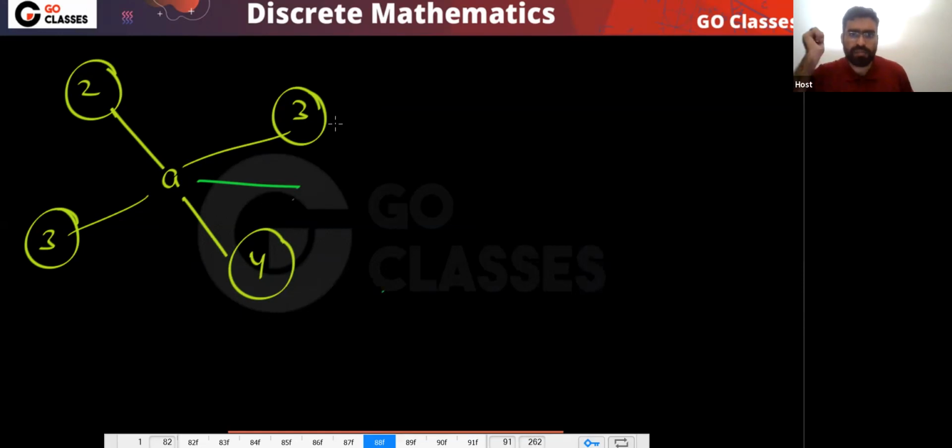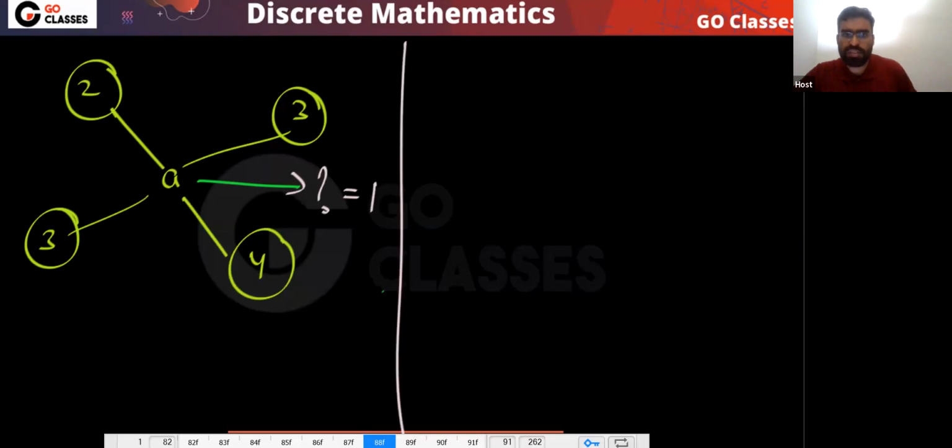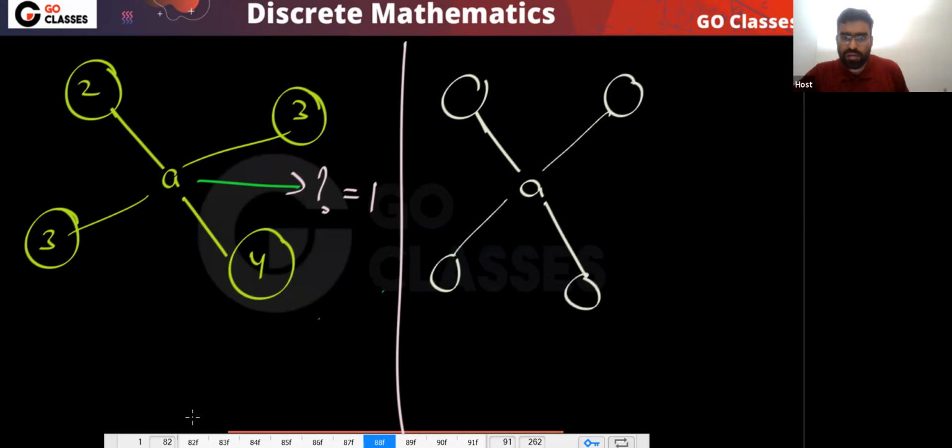Tell me. What color will you give to A in this situation? You will give color number 1 because this is the minimum color available. Now let's assume that you have 2, 4, 1, 5 on the neighbors. Then what color will you give to A? You will give color number 3.